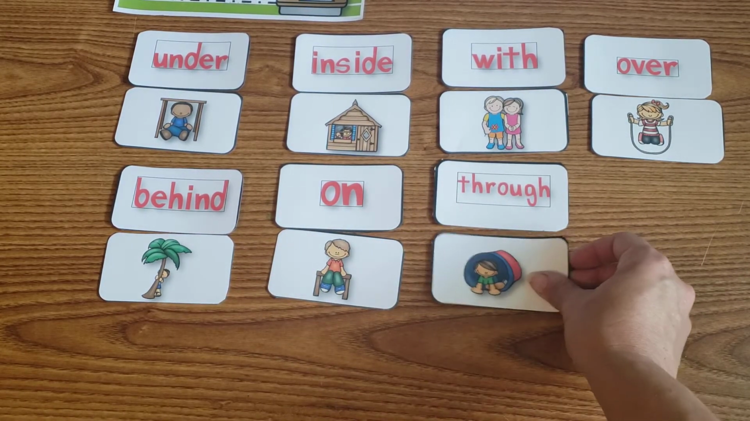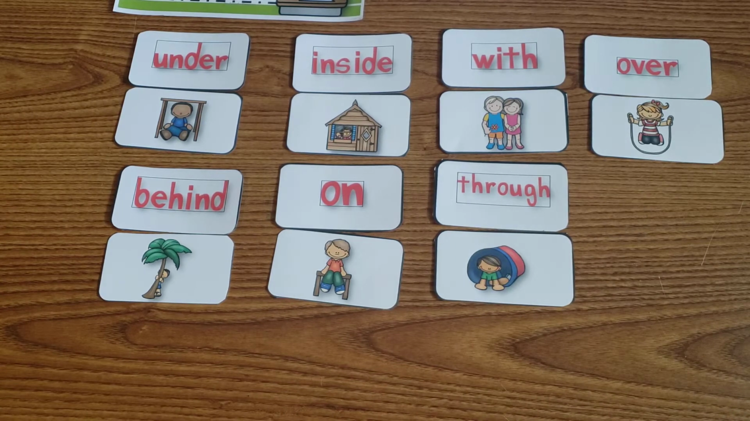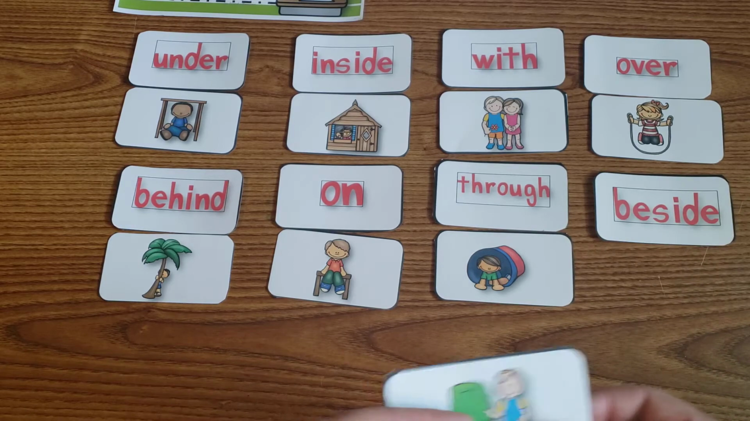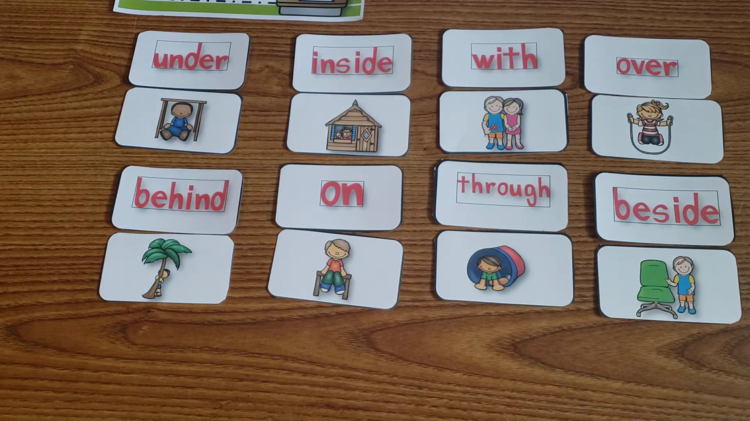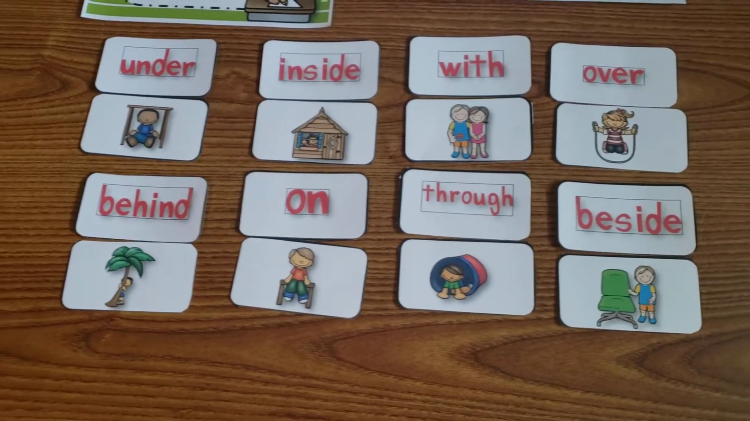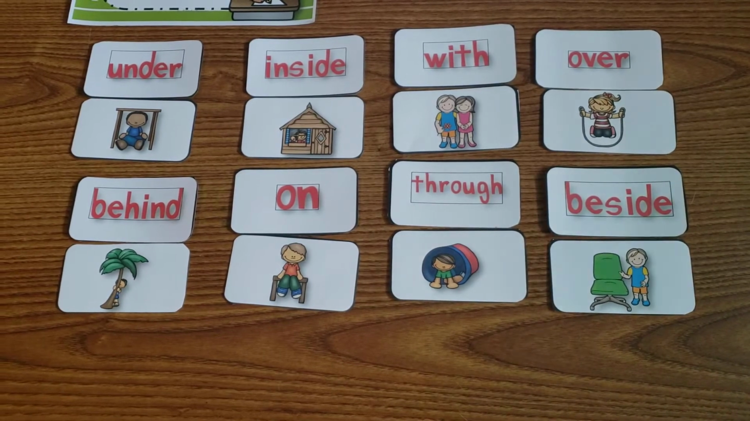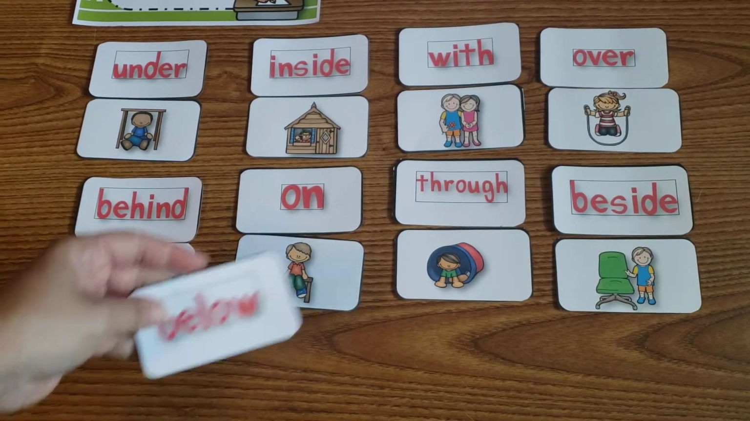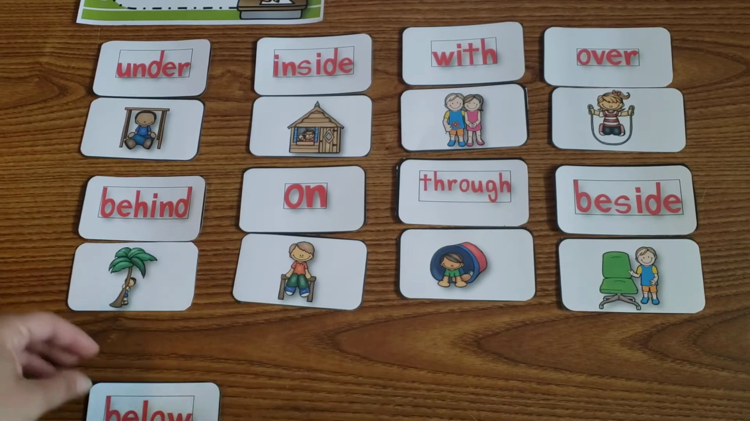Through. That one is coming through the tunnel. Another preposition is beside. He's beside the chair. Okay, I'm going to move that just a tiny bit. Sorry. Here, below. She's swimming below the water.